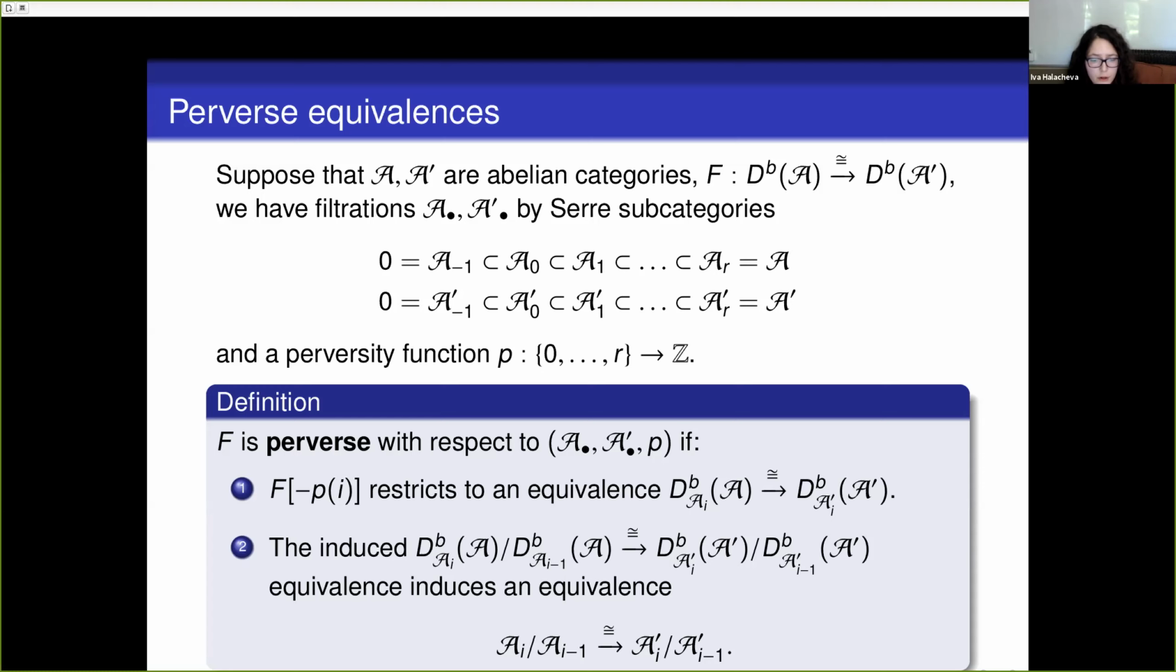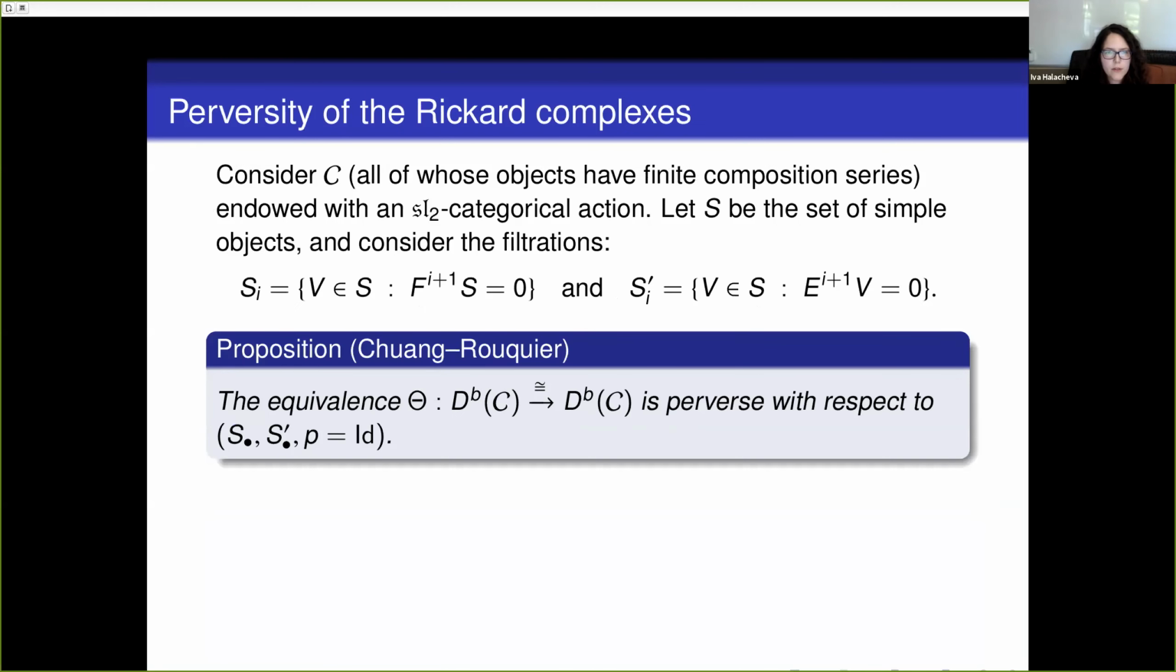This is a certain further nice property we can hope that such an equivalence will have. And so let me go on and tell you further how this relates to the Rickard complexes. So here's an example again in the case of SL2, where, suppose C is a category endowed with an SL2 categorical action.